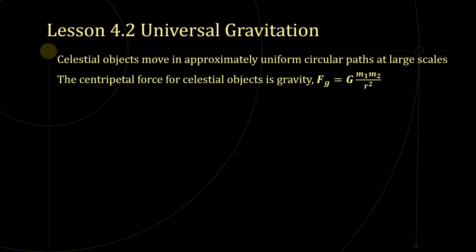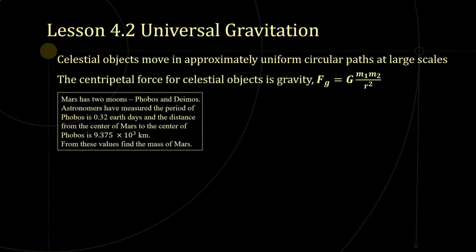The more massive object we picture to be at the center of the circle, the less massive object on the outside of the circle, moving around the circle. And we can use that equation along with our centripetal force equations to do some calculations. So think about this problem.